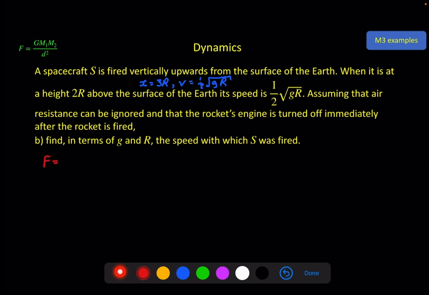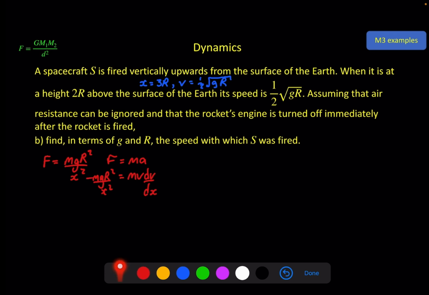and we know from part A that the force involved is m g r squared over x squared, and we also know from Newton's second law that it has to equal m a, where a we can change into v dv by dx. So the resultant force there is m g r squared over x squared, and that's the only force acting because the rocket's engine was turned off immediately after it was fired. But we should be careful with our directions here, because the force is acting down towards the centre of the Earth, which is in the opposite direction to its displacement from the centre of the Earth. So we should have a little negative in here.